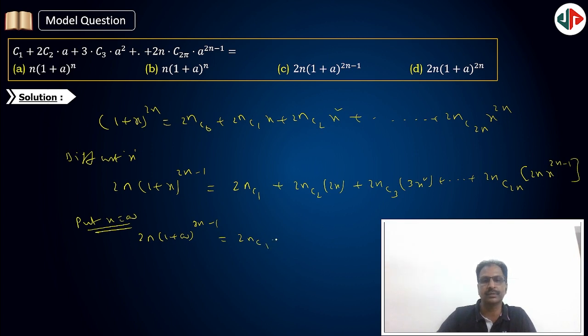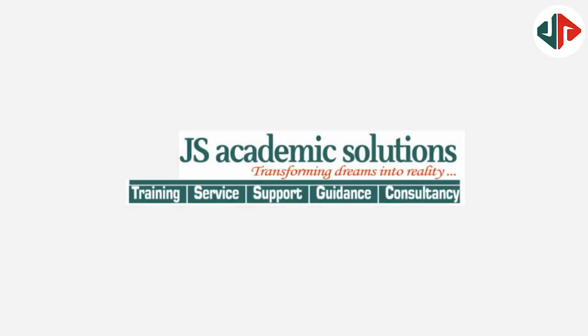2nC1, plus 2nC2 into 2a, plus 2nC3 into 3a square. This is our required expression. So the answer is 2n into (1 plus a) whole power 2n minus 1, which is option C.